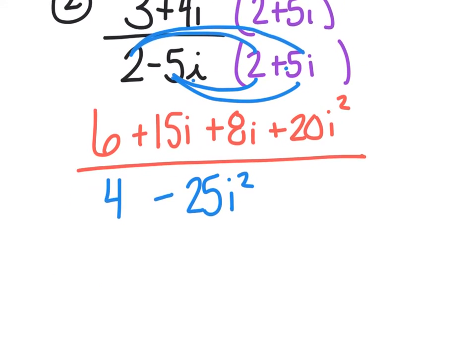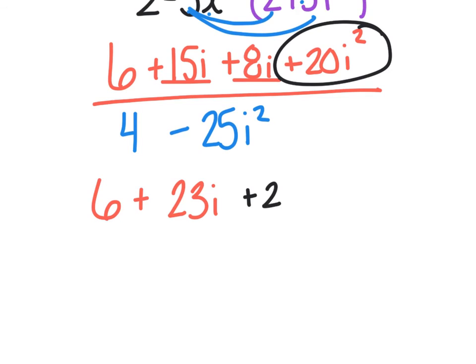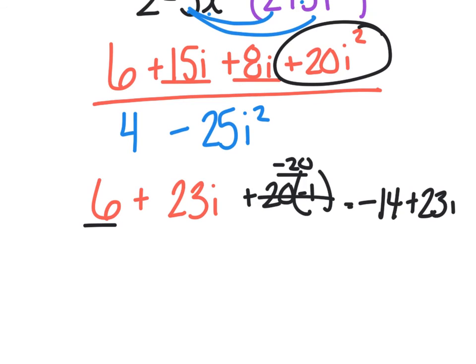Now remember, we're not done until we've cleaned up our cycle of 4. So I have 6 plus 15 and 8. So that's going to get me a 23i. Now remember, this term is actually positive 20 times i squared, which is negative 1. So that gets me a negative 20. And again, I can combine the 6 and the negative 20 to get me a negative 14 plus 23i.